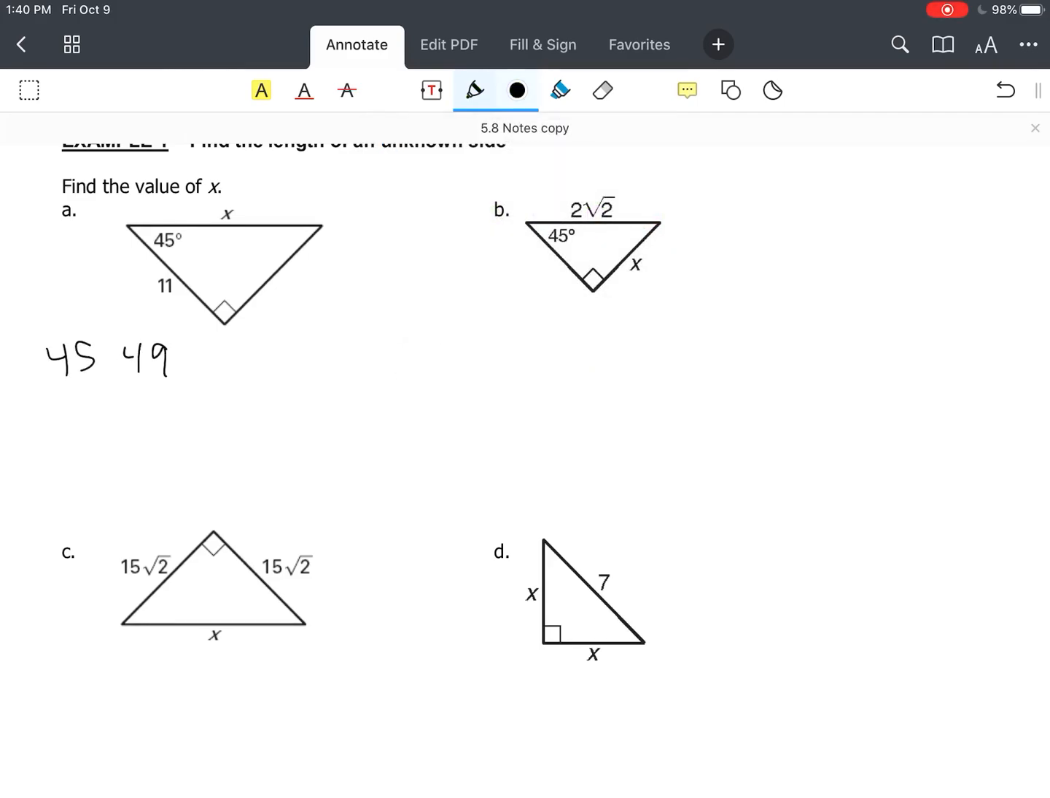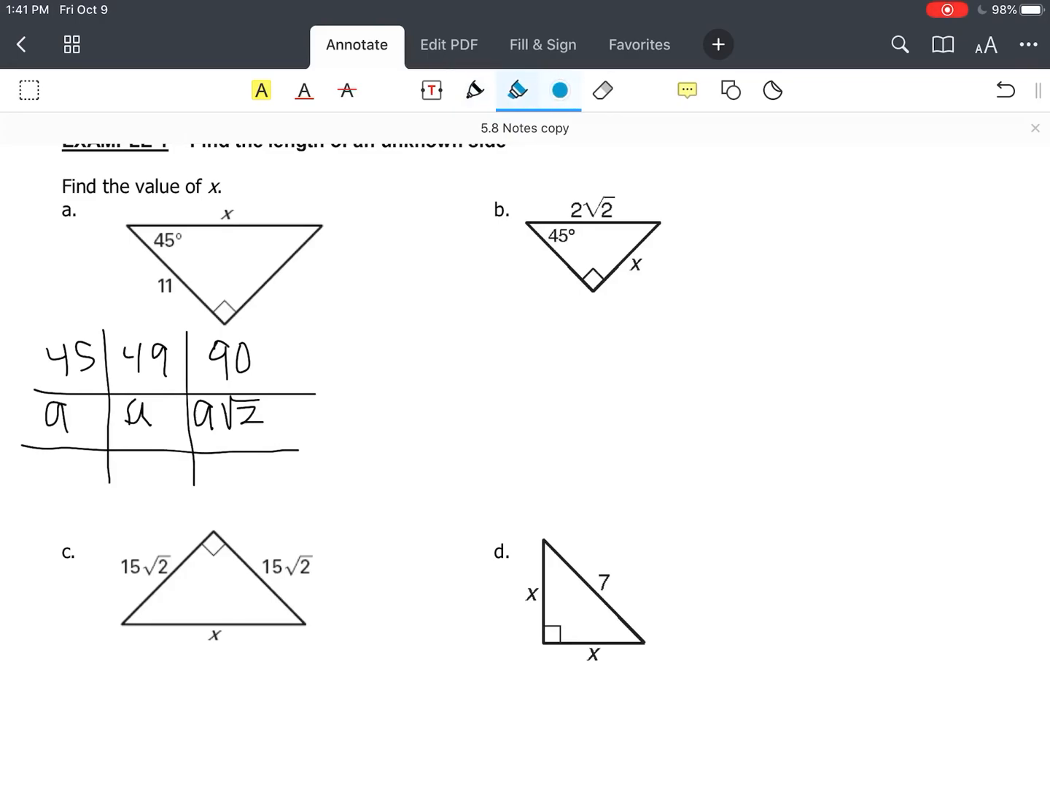So let's start. So again, before I do anything, I'm going to draw my chart. So it's 45, 45, 90, and then it's A, A, A root 2. So that's just recopying my chart down. Now you're going to look at your triangle, and you're going to see what they labeled. Right now I have a 90-degree angle and a 45-degree angle, so by default this angle also has to be 45. We can fill that in.